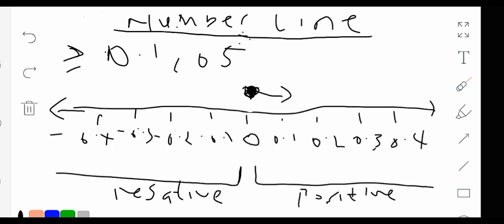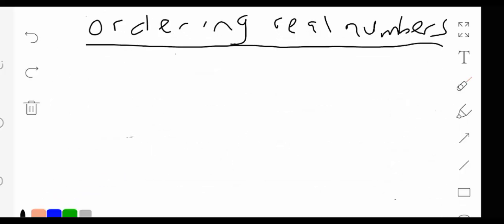So then you draw your number line. So that's how number line works. You have the left hand side, you have the right hand side. The left hand side is for negative, the right hand side is for positive. Then you plot numbers on the line. That's how they call it, number line. Ordering real numbers. Simple as that.